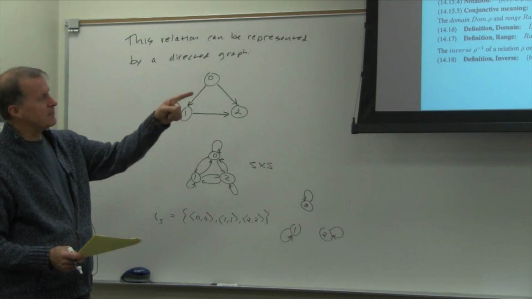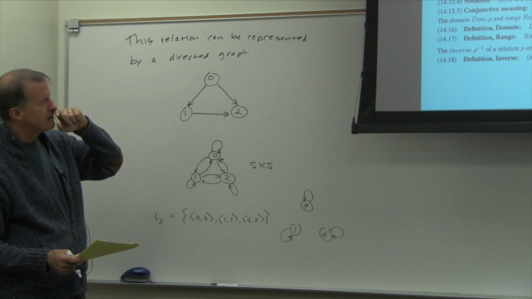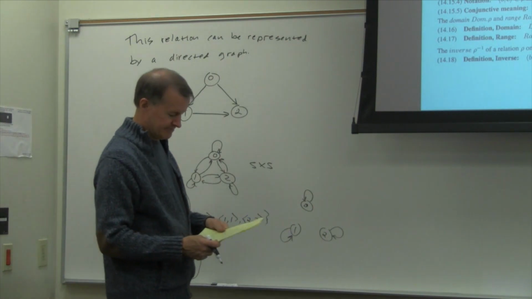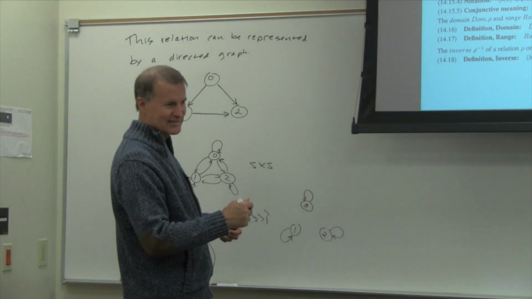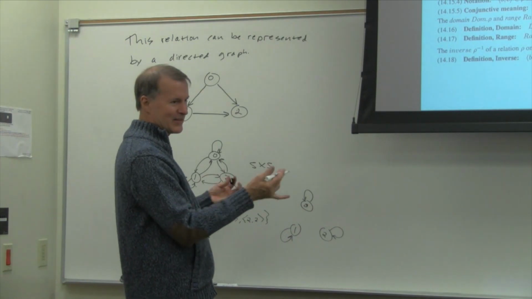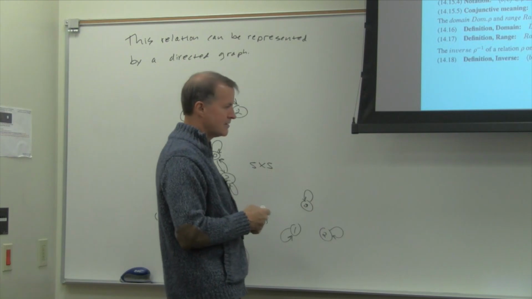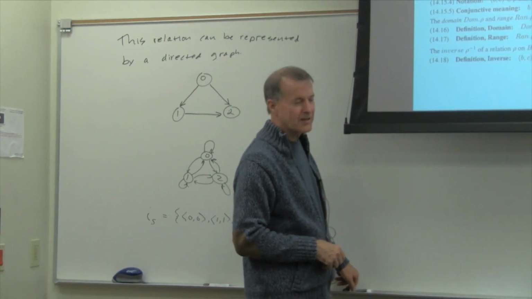What about the empty relation? So we just have the numbers and nothing else. It's the empty set. So you just draw the numbers and then nothing. You can draw a 0 and 2, but then there's no arrow.